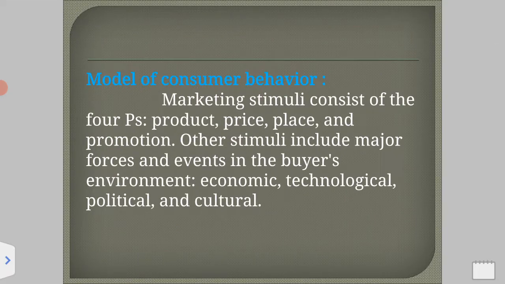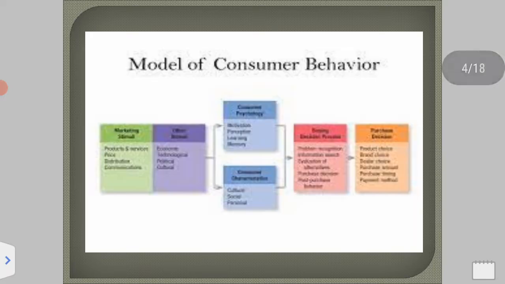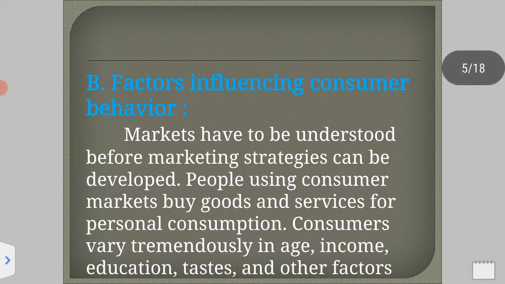A model of consumer behavior. Marketing stimuli consist of the four Ps: product, price, place and promotion. Other stimuli include major forces and events in the buyer's environment: economic, technological, political and cultural.